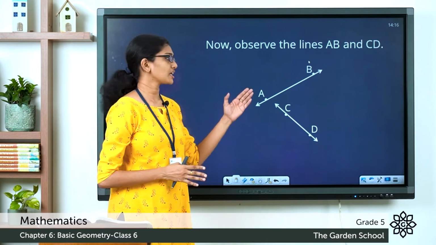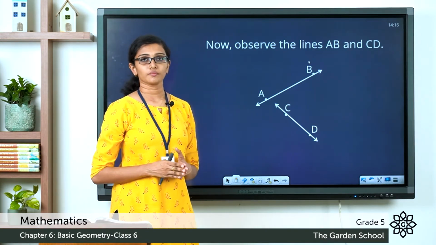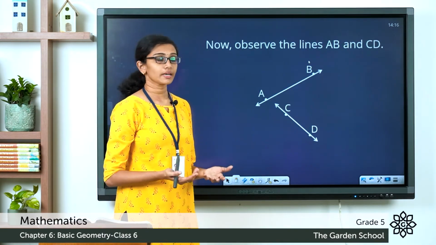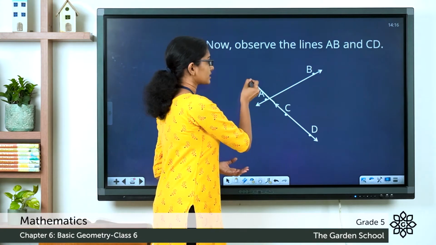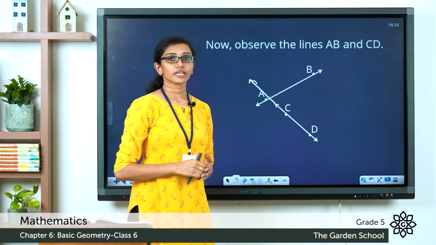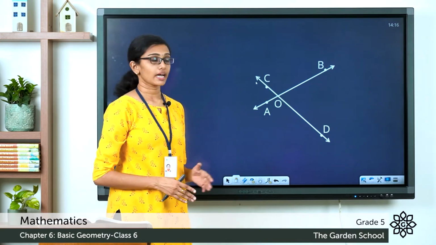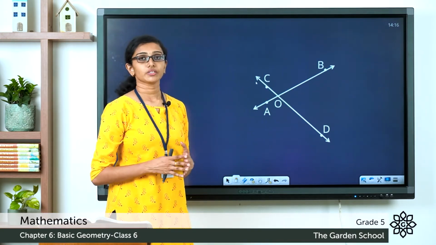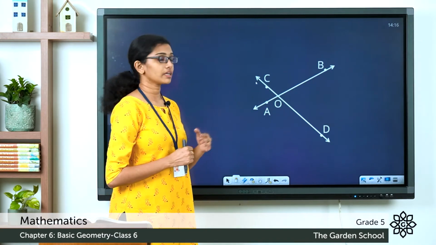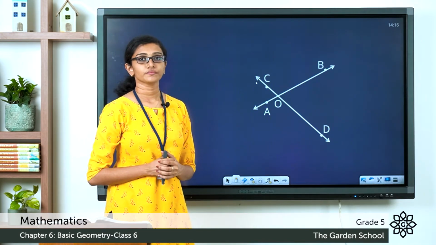At the moment, they do not intersect. They do not meet. What if we extend them? What if we extend them like this? They intersect or meet at a point, right? If we extend these lines they meet or intersect, and here we have named it point O.